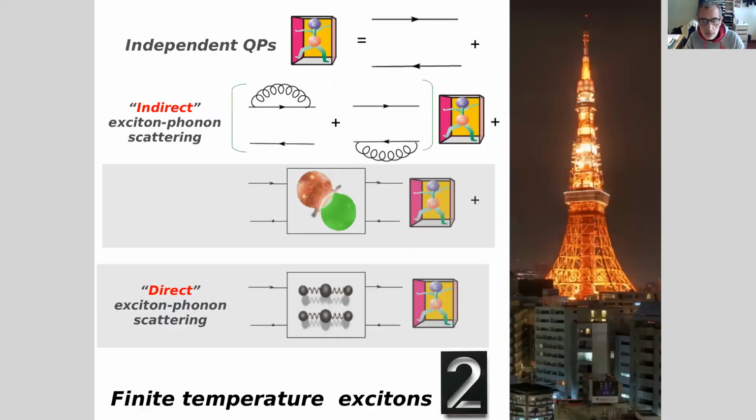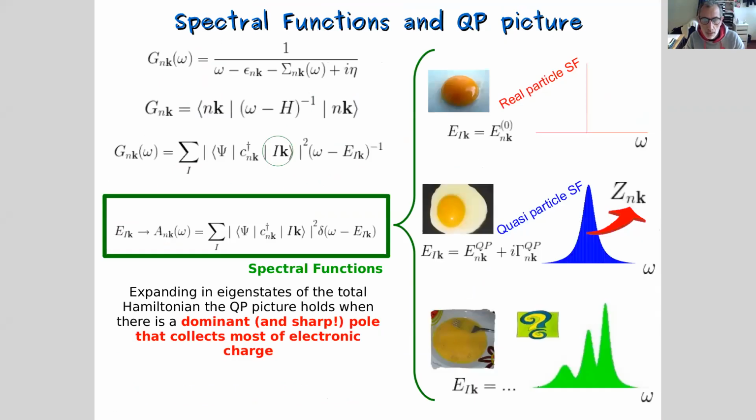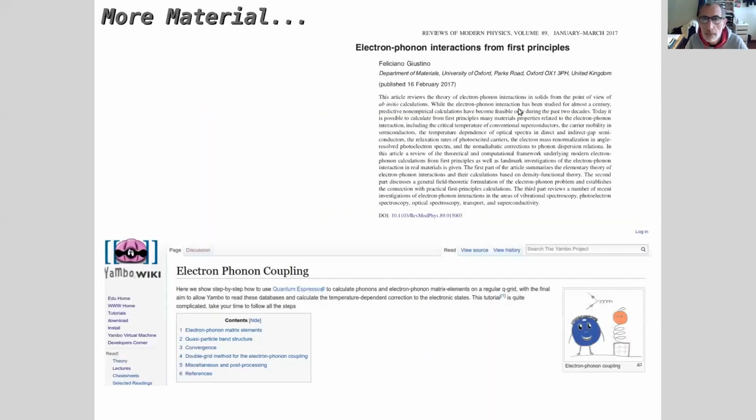So let me just conclude with two important things. One is, the electron-phonon problem can count on a very long history because of superconductivity. So there are books on the electron-phonon problem on the homogeneous electron gas and applications for superconductivity. But in 2017, Feliciano Giustino wrote this review studying the electron-phonon problem from first principles. So you can find there millions of references.